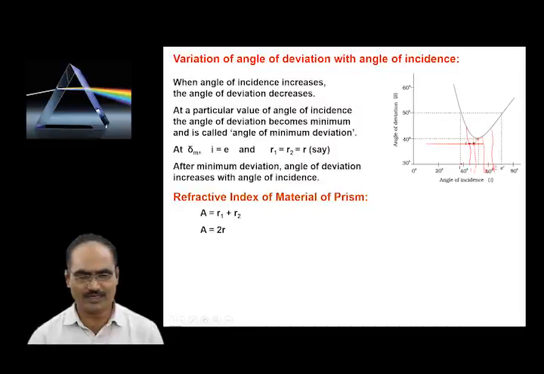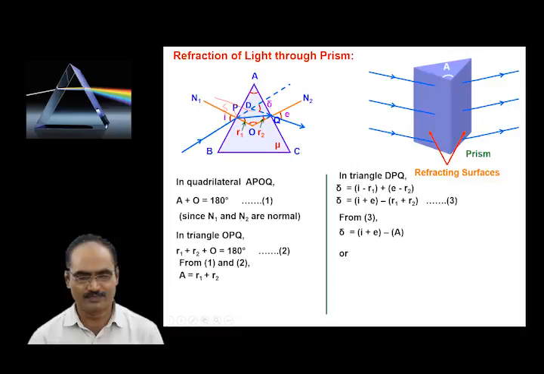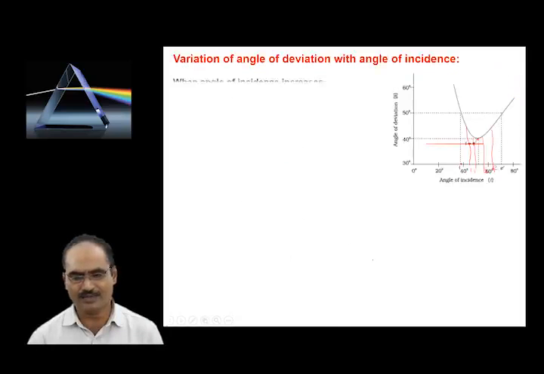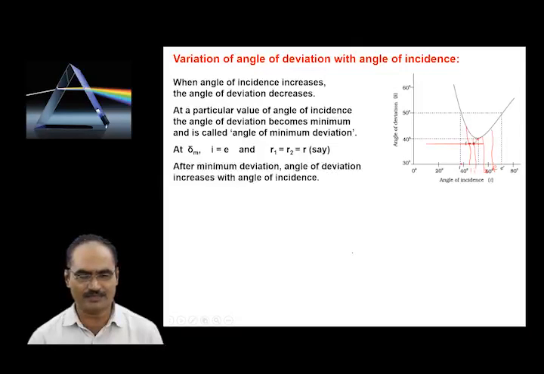Suppose delta m is equal to delta m, I is equal to E and R1 is equal to R2 is equal to R, you can say. Substituting this, you will get like this. In the previous equation, you got A is equal to R1 plus R2, so here A is equal to R1 plus R2. Then I plus E is equal to A plus delta. And I and E are same at the condition of angle of minimum deviation.